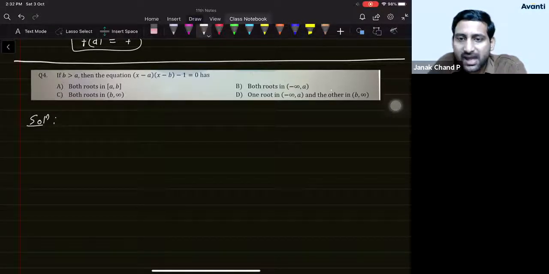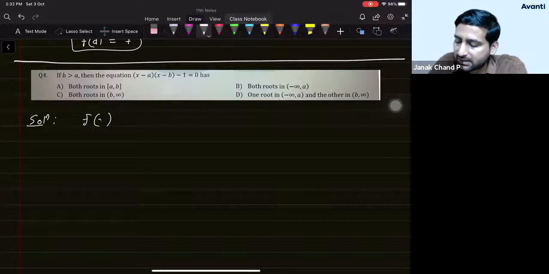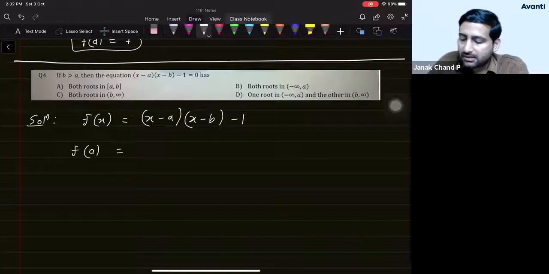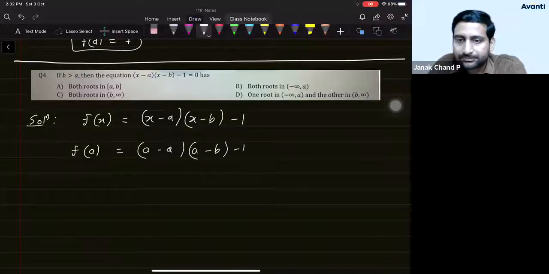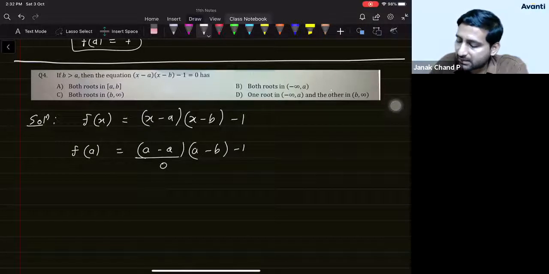Let us calculate what is f of A and f of B. So if I calculate f of A, what would happen, students? First of all, let us assume f of x is (x minus A) into (x minus B) minus 1. Now, the value of f of A will be what, students? Basically it will be minus 1. Can you understand? Because I would say (A minus A) into (A minus B) minus 1. Once this is 0, the entire thing will be 0, and then you'll have only minus 1.